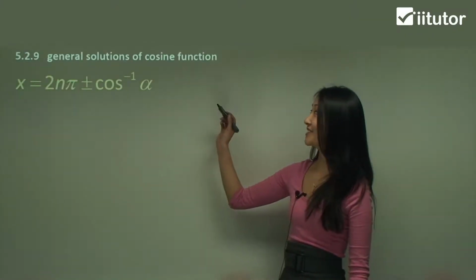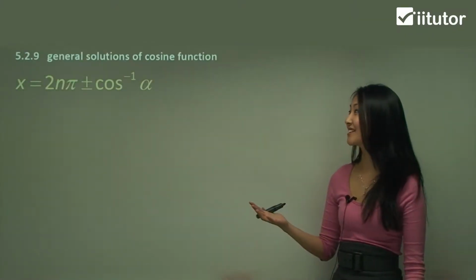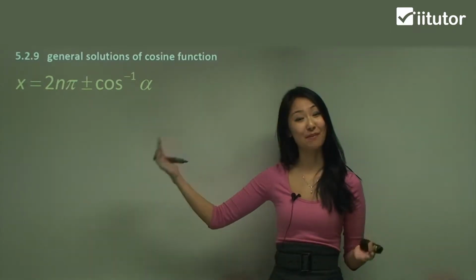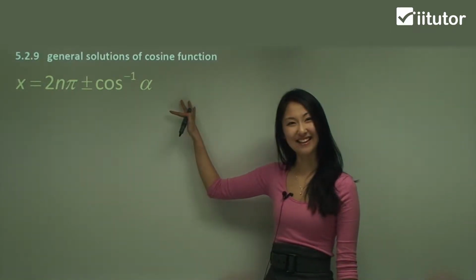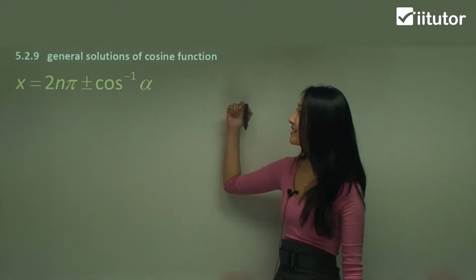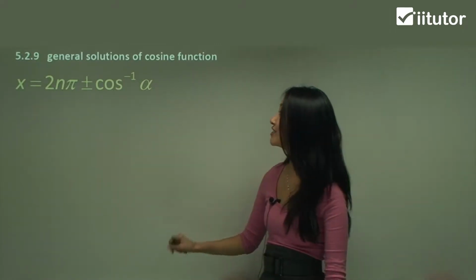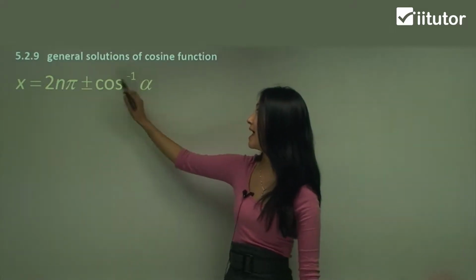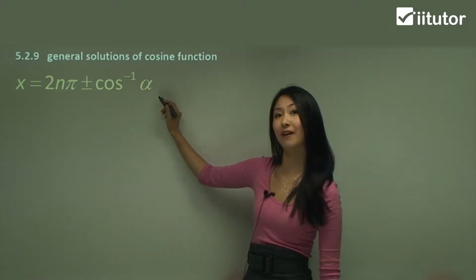Here we have the general solution of our cosine function. Once again, unfortunately, this is something that you do just have to memorize, but it's a little bit easier than the sine function, isn't it? The general solution for this is just 2nπ plus or minus inverse cosine of alpha.